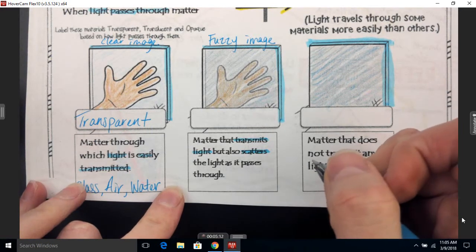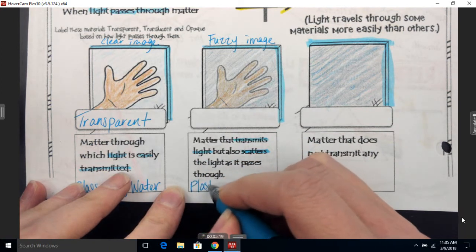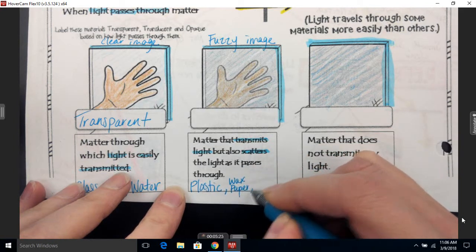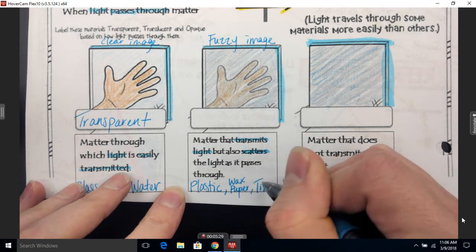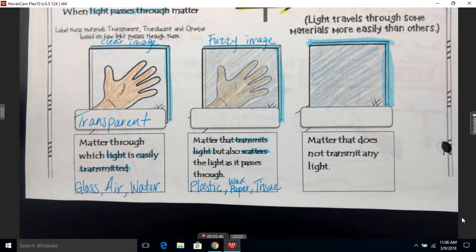So examples of this would be plastic, wax paper, tissue. Wax paper, like when you make cookies, that thin paper, it's not clear. I'm going to show you something that looks like wax paper too. Like after you make hamburger patties and you put the paper on top so they don't all stick. Yeah, that's wax paper.